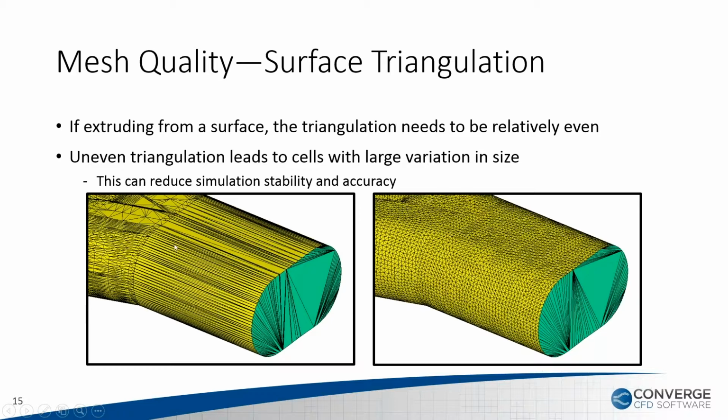The uneven triangulation here will result in inlaid cells that vary a lot in terms of size. So you could have small inlaid cells right next to very large inlaid cells, or you could have long, thin cells, which you might end up with if you extruded this surface. These kinds of cells can lead to problems in terms of stability and accuracy. So if you wanted to extrude this surface to get an inlaid mesh, then you would have to retriangulate it to look like something as shown on the right-hand side.